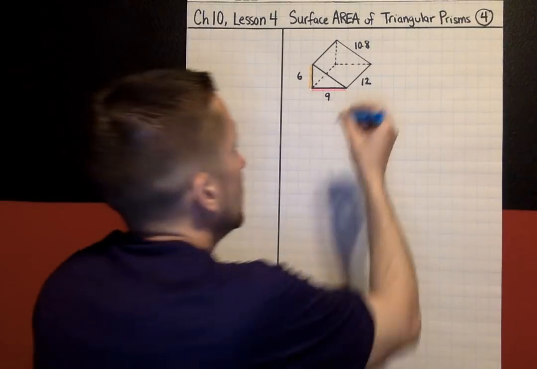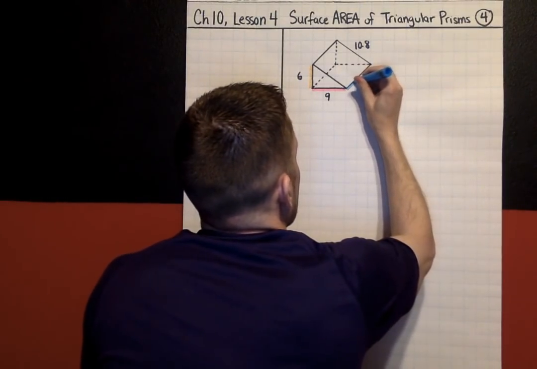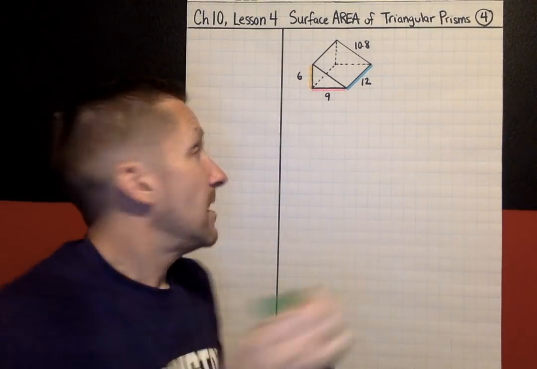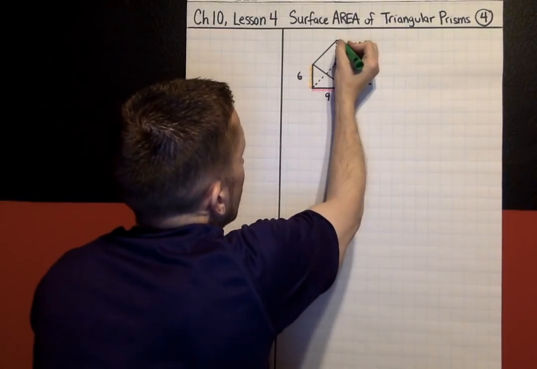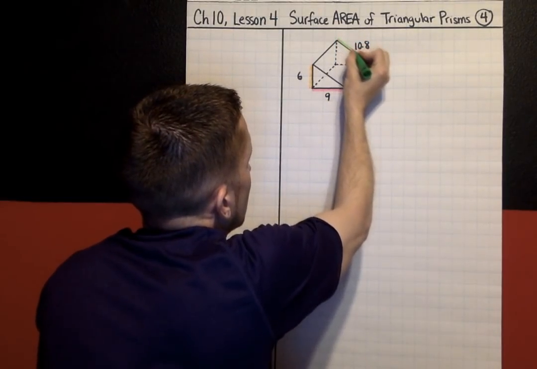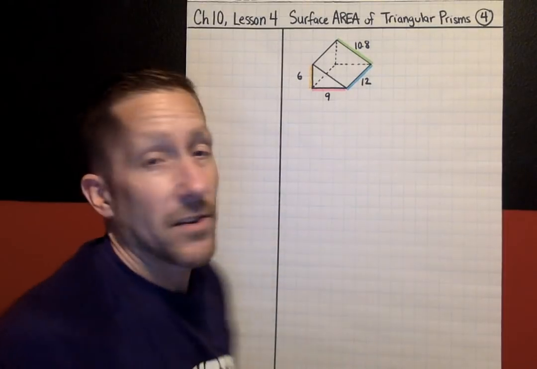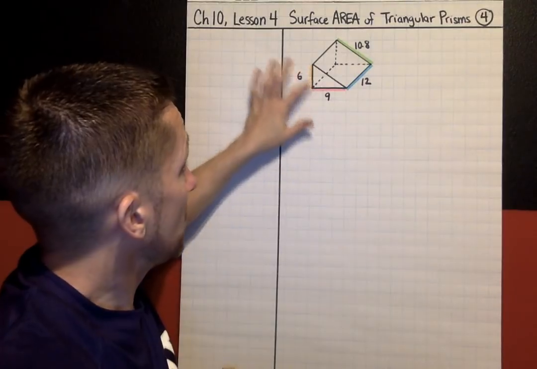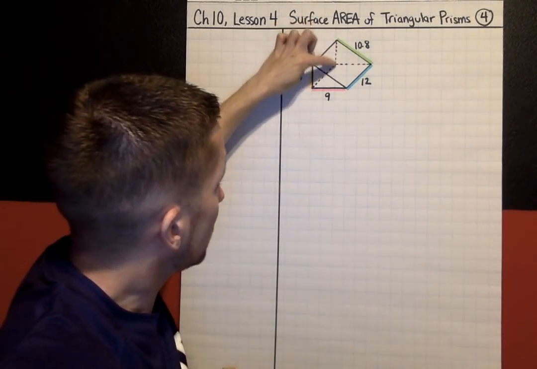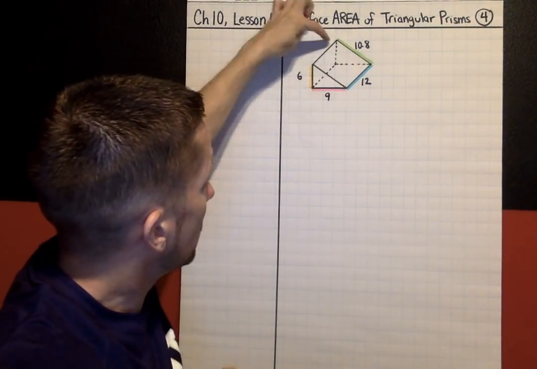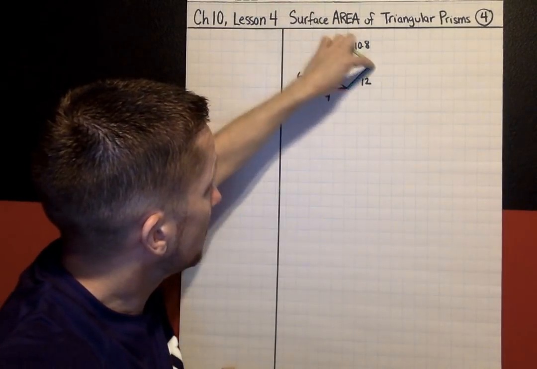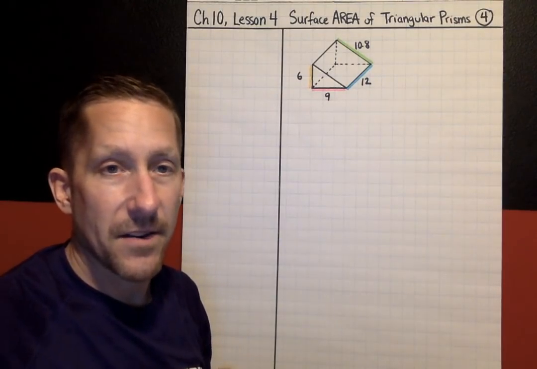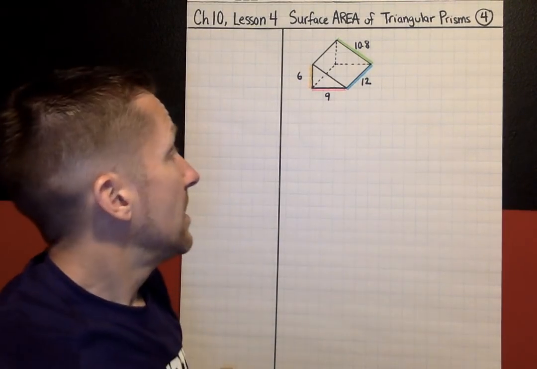The 12, this line I'm going to make blue. And finally, this line right here I'm going to make green. Kind of the slanted line, 10.8, that's green. So now I've got colors that match up to the dimensions. This is a 6, that makes this a 6, this is a 12, that's a 12, this is a 10.8, this is a 10.8. Those are the same lines, just on the other side of the figure.